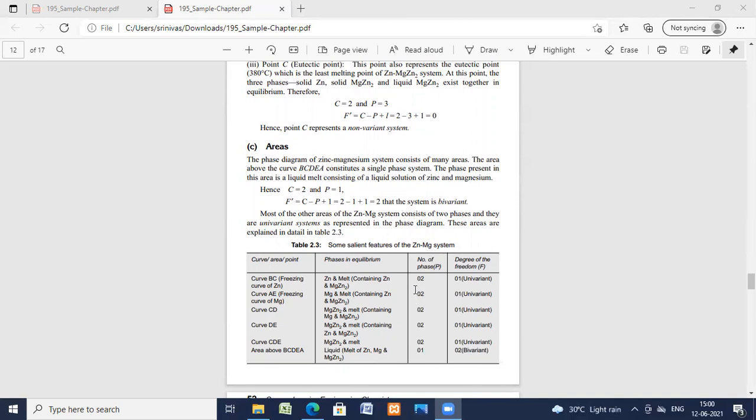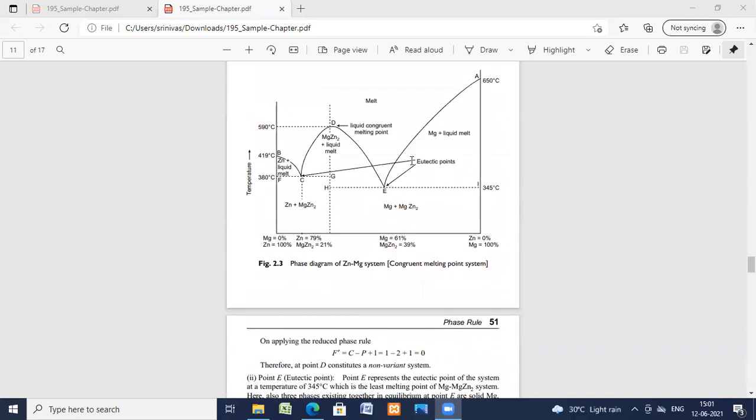So applying the formula, F prime is equal to C minus P plus 1, you get 2 minus 2 plus 1, that is 1. The system is univariant system. You also get univariant system here, and this one is also univariant system.